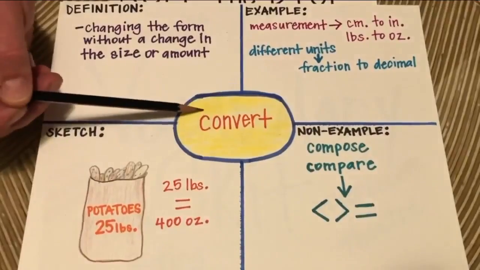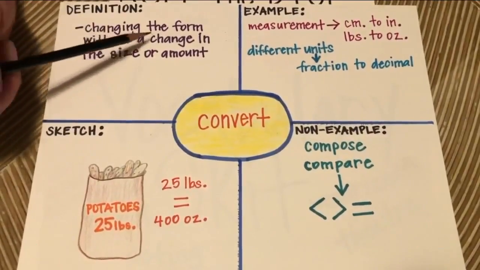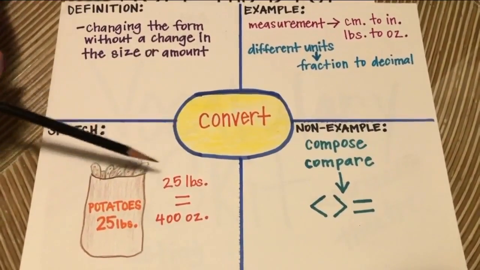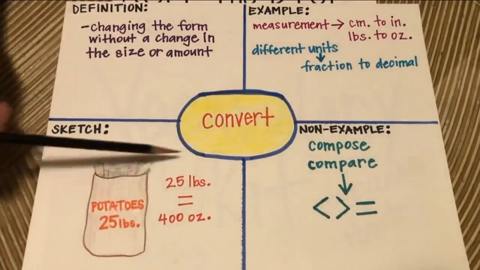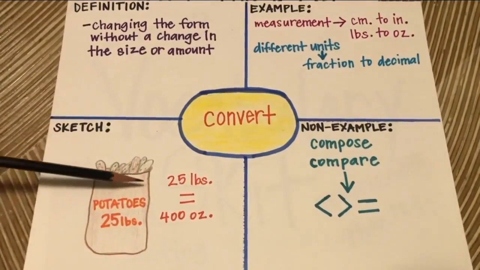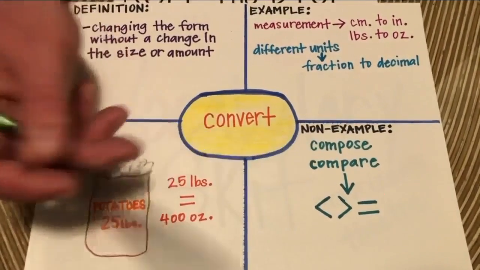We've already got convert done for you. Convert is changing the form without changing the amount or the number. We've got the verb here, we've got the examples here, the definition here, we've got a sketch, 25 pounds to 400 ounces of potatoes, and some non-examples with compose and compare.